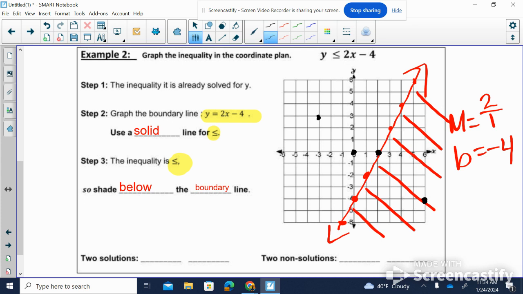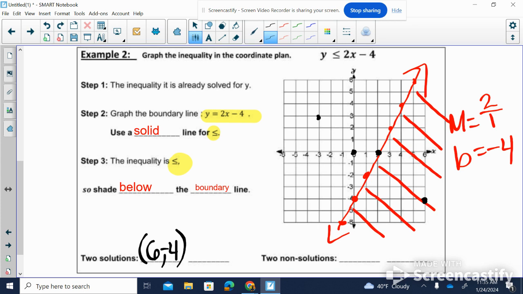The ones that are in the shaded region are 100% a solution. So this point right over here is 100% a solution to this inequality. Okay, that point is (6, -4). So that is for sure one of our solutions.